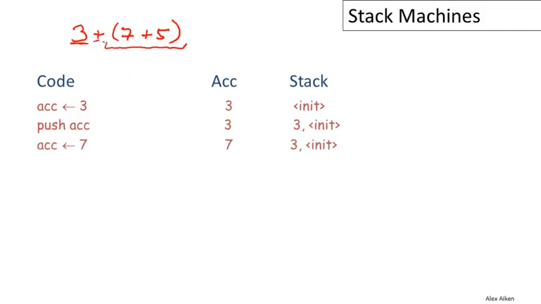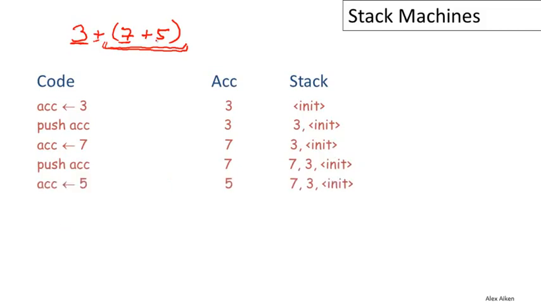And now we're going to evaluate the second argument to the outer plus, and that itself has two arguments, and the first argument to the inner plus is 7, and so that winds up getting stored in the accumulator. That's the result of evaluating 7. And then because the inner plus has two arguments, and we have to evaluate the second argument to the inner plus, the 7 has to get saved on the stack. So now the stack has 7, 3, and whatever it had before we started.